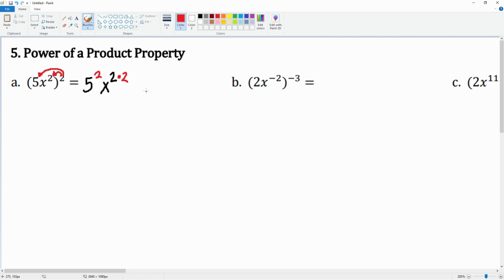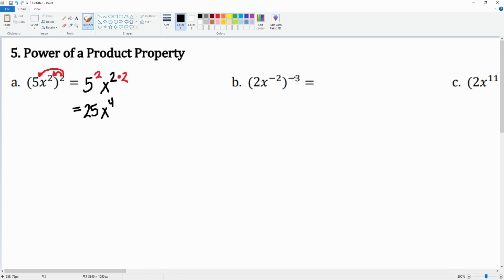All right. So then as a result, we have here 5 to the second power, which becomes 25. x, 2 times 2 becomes x to the 4th. That would be the complete answer.